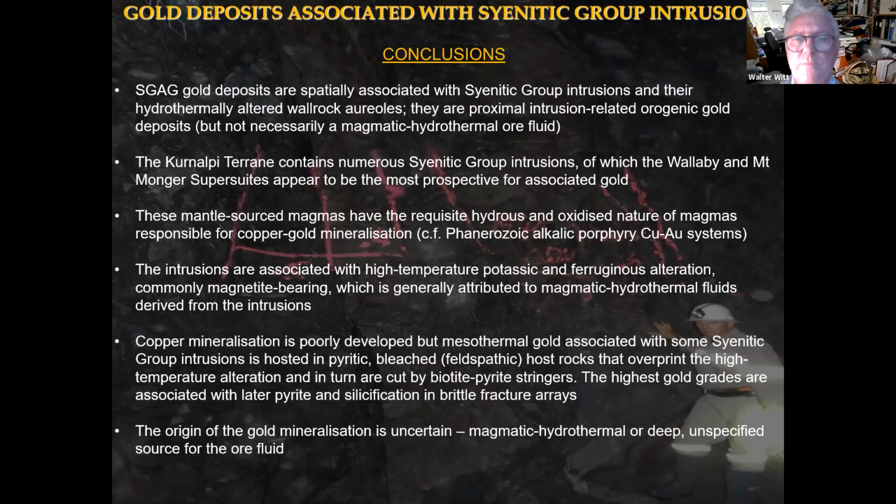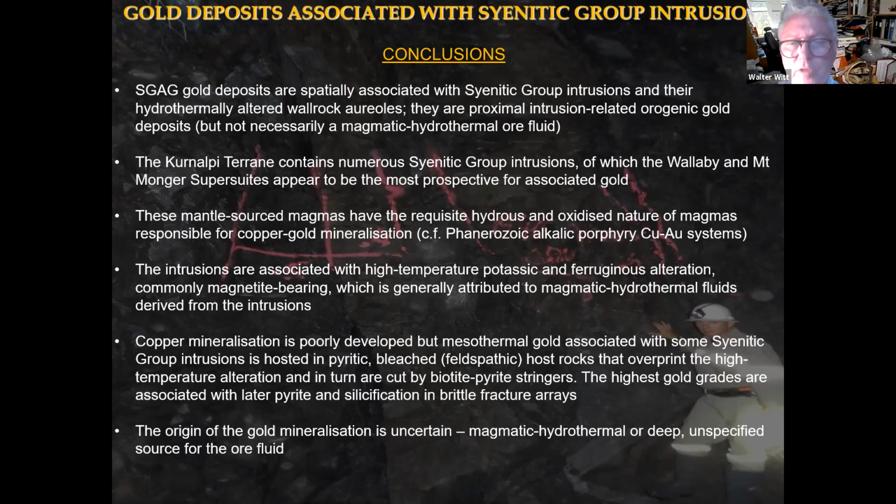The mantle-sourced syenitic magmas have the required hydrous and oxidized nature of magmas responsible for copper-gold mineralization. Compare both the composition and nature of the syenitic intrusions with those associated with Phanerozoic alkalic porphyry copper-gold systems. The syenitic intrusions are associated with high temperature potassic and ferruginous alteration, commonly magnetite bearing. And these alteration types are attributed to a magmatic hydrothermal fluid derived from the syenitic intrusions.